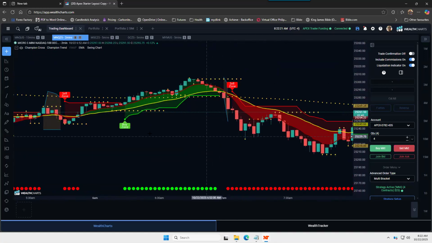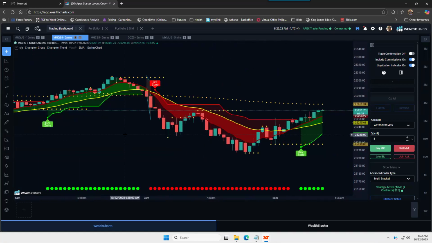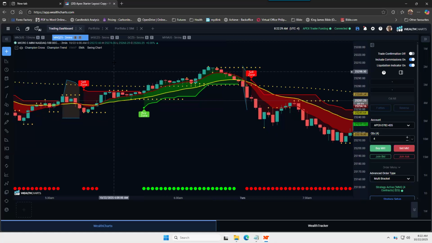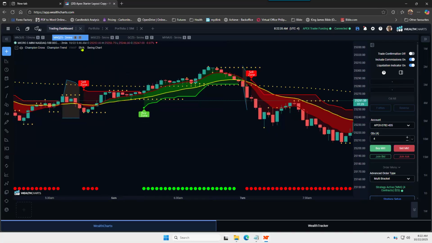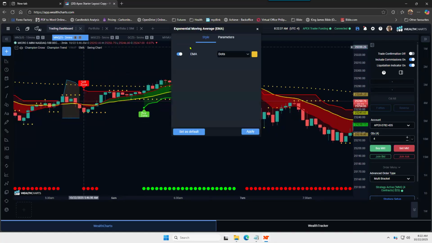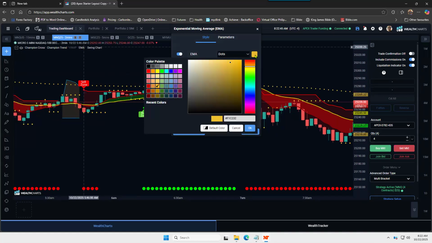So that's your swing. You can put the swing on there. I don't know what this is. Oh, that's the EMA. What EMA? Yep, that's a 233, I believe. Is that what it is? Yeah, that's what it is. Well, we can change that, so you don't get confused. I can change that to a different color.